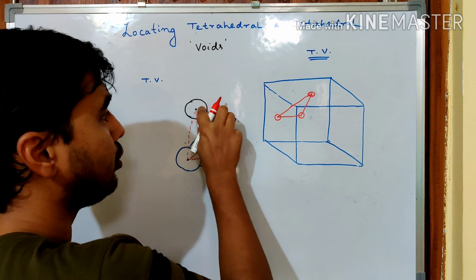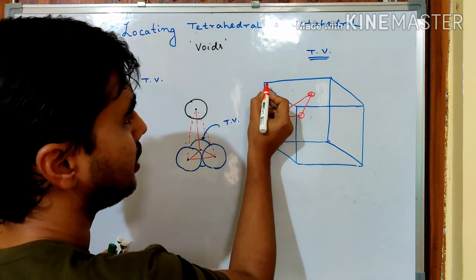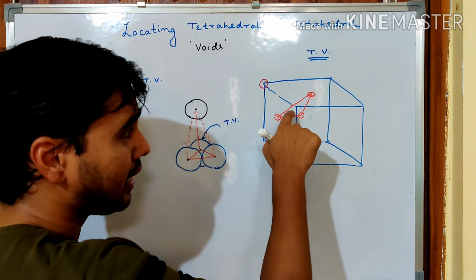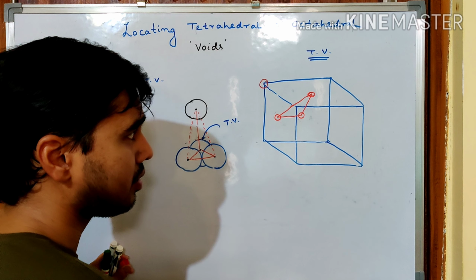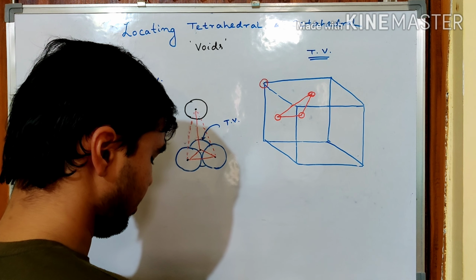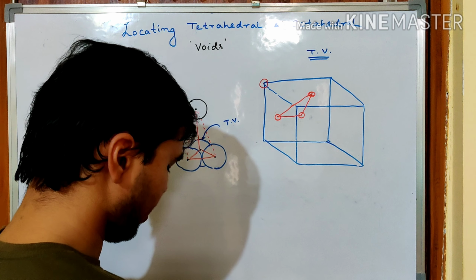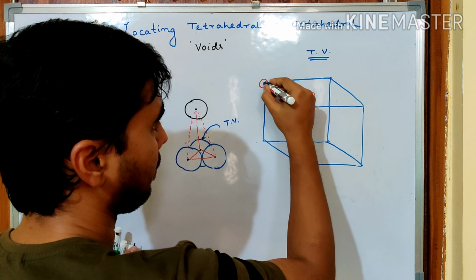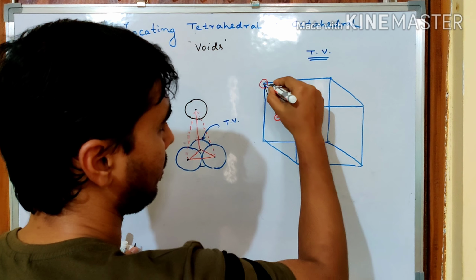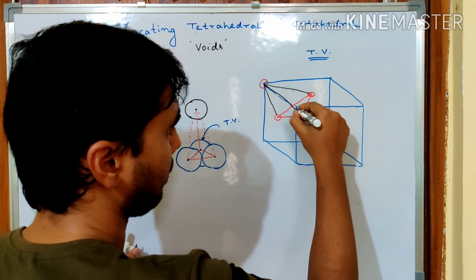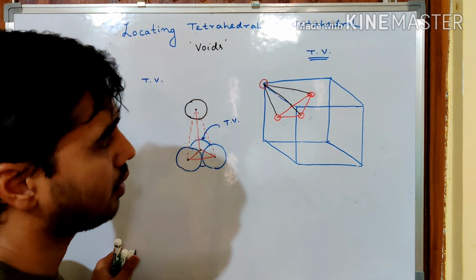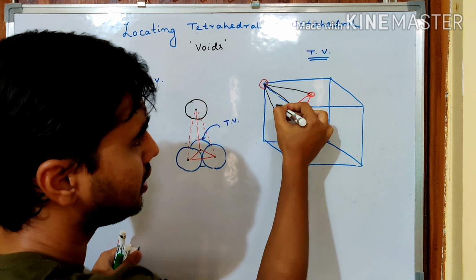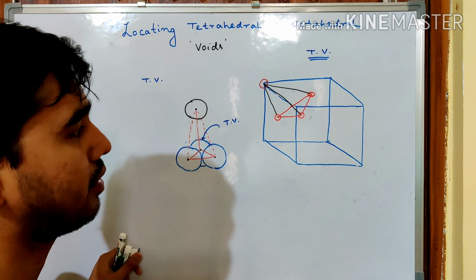Now, the 4th atom, which should be above this layer, is this corner atom present here. Now, can't you see the similarity between the two structures? Here, our job will be to connect them. This one. So this is the first tetrahedral void. The spaces in between is nothing but a tetrahedral void.